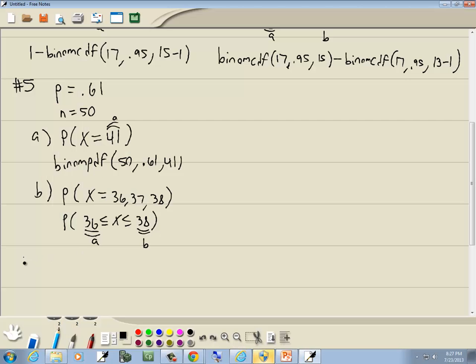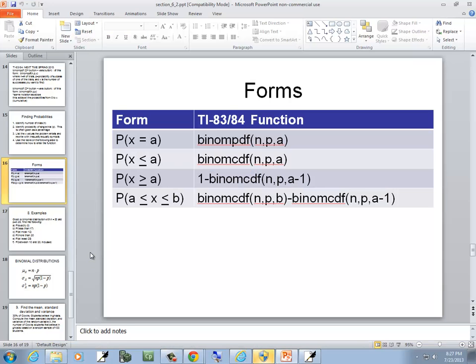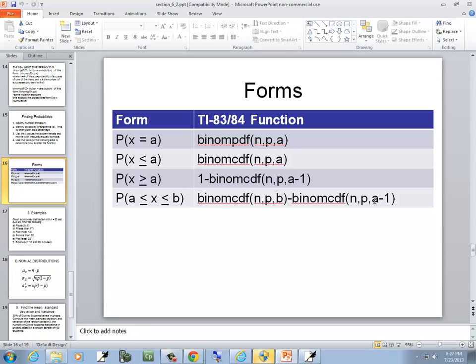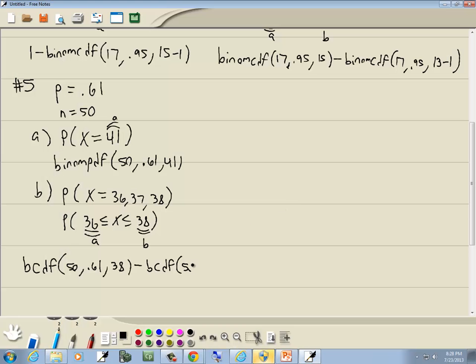So we'll do binom CDF. I'll shorten this, I'll just do BCDF, with N, P, B. N is 50, P is 0.61, and B was 38, minus binom CDF, N, P, A minus 1. So 50, 0.61, and A was 36. So we get 36 minus 1, or you could put 35 there. And that'll give us our answer.